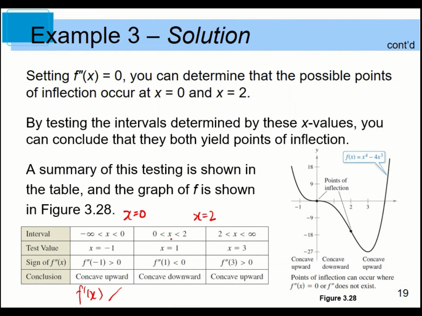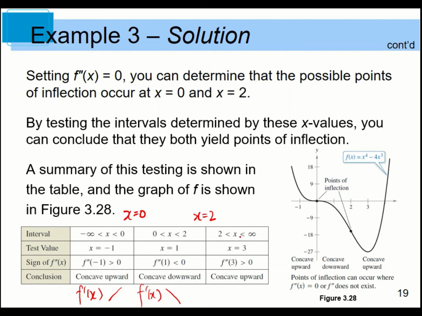Now move to the second interval. When x is from 0 to 2, we choose one point from here, and we choose x equals 1. Substitute into the f double prime equation, we get the answer is negative. So f double prime negative implies that f prime is decreasing. So if f prime is decreasing, the graph will be concave downward.